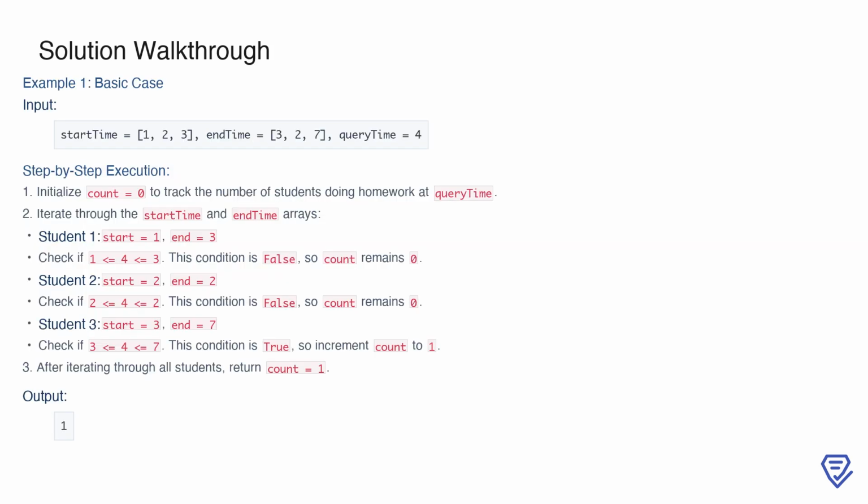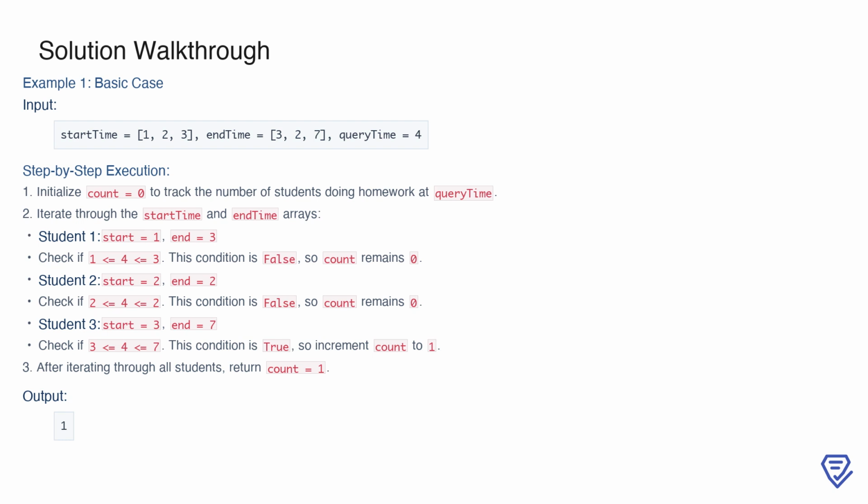To solve this problem, we need to count how many students are doing homework at the given query time. In this example, the input specifies 3 students with their respective start and end times, and we want to know how many were active at query time 4. We start by initializing a variable count to 0, which will keep track of the number of students whose homework time includes the query time.